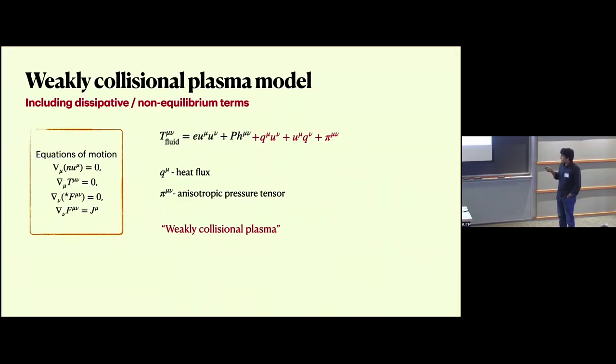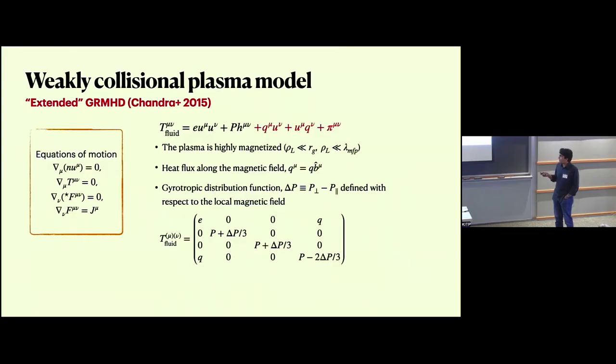Physically, you can understand these to be the heat flux and the anisotropic pressure tensor. And in general, there are sort of 9 additional degrees of freedom that you get when you include this new physics, but making some assumptions and also using the hierarchy of scales that we have in a system, which is that the plasma is highly magnetized, we can reduce, or at least as the first step, we can consider a model, which we dub the extended GRMHD model, and we can reduce from the 9 degrees of freedom to 2 degrees of freedom. So one of them has to do with the heat flux, which is now only along the magnetic field, where you have long mean free paths.